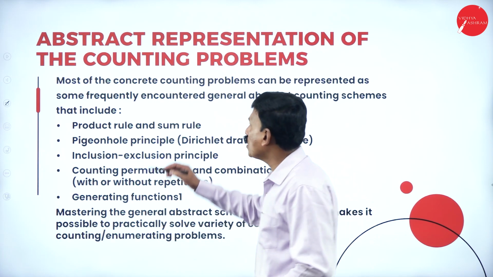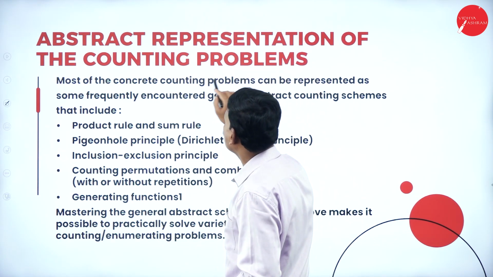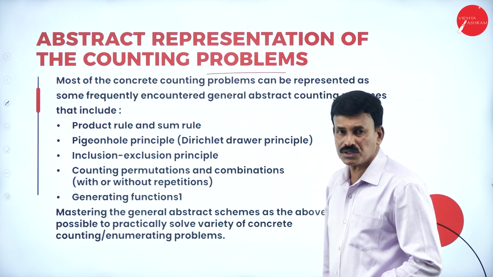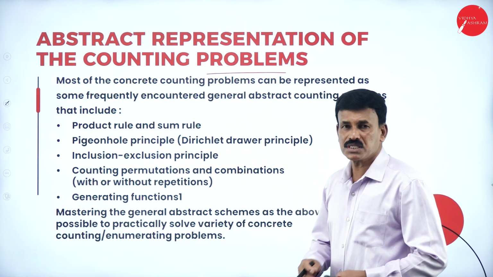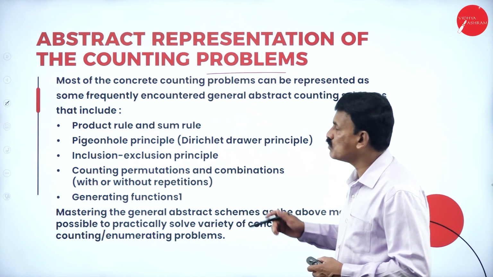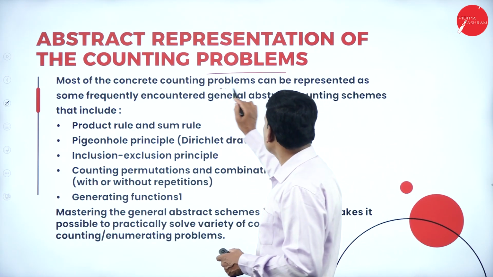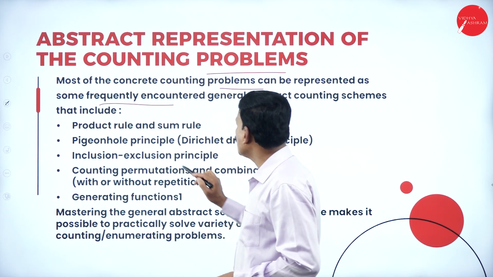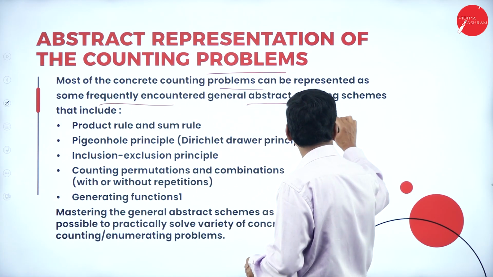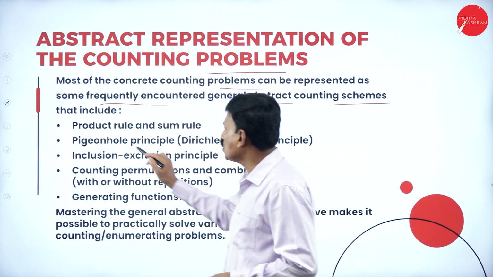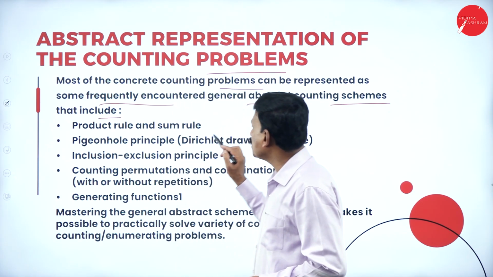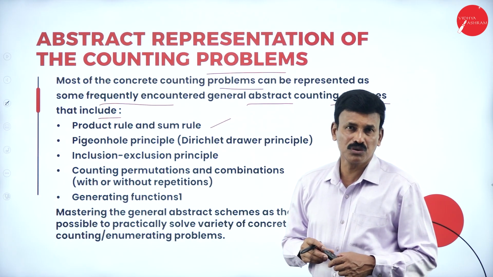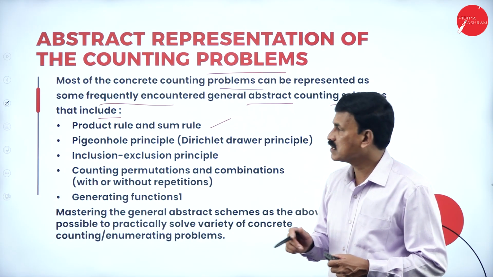Now let us come to the abstract representation of the counting problems. How to represent the counting problem? That is called the abstract representation of the counting problem. Most of the concrete counting problems can be represented as some frequently encountered general abstract counting schemes. What are those? Product rule and sum rule. Very important are the product rule as well as the sum rule.